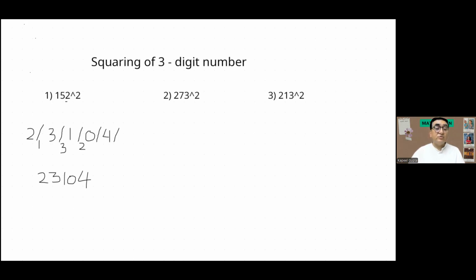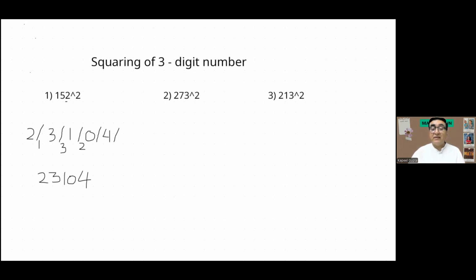Then I have to take the third number also. Now 152. So duplex of a three-digit number that I've already taught you. So that is 29. We just calculated that. And 29 plus the carry forward 2 becomes 31. So 1 is there and 3 is the carry forward.